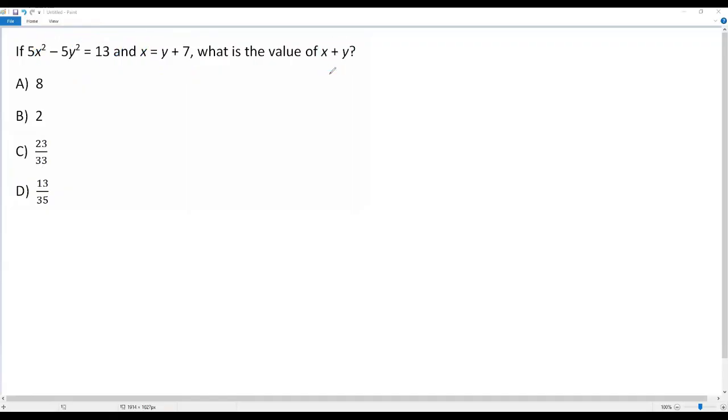Okay, here let me consider the second equation, that is x = y + 7. Let me subtract y from both sides of this equation. Then this +y and −y will cancel out. I'm getting x − y on the left side. On the right side, we have 7.